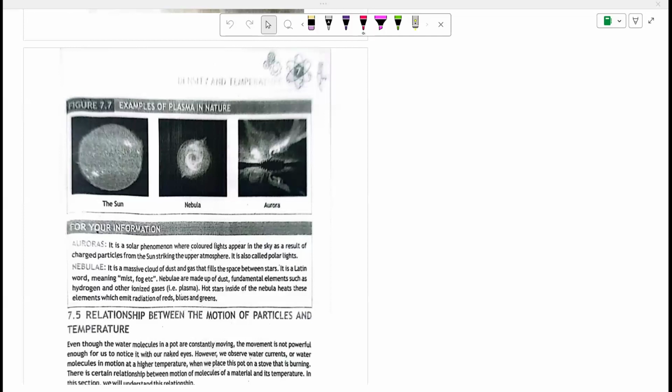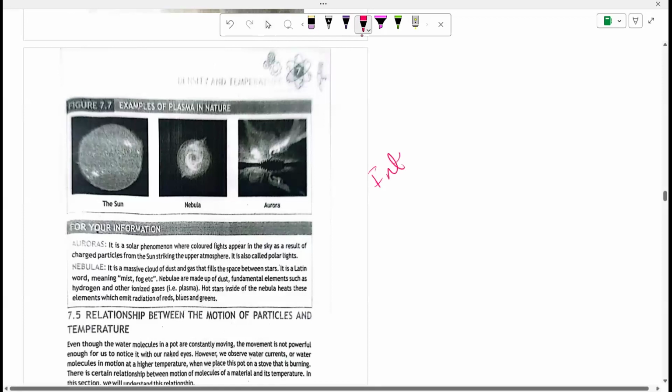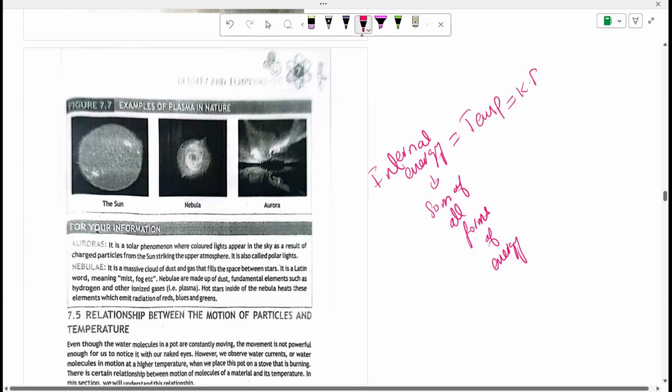You guys remember internal energy? Internal energy was the sum of all forms of energy, okay. Internal energy, temperature and kinetic energy are all related to each other. So if someone says that kinetic energy is increased, this means temperature is increased. This means internal energy is increased. They all are related to each other. Can you keep this in your mind?